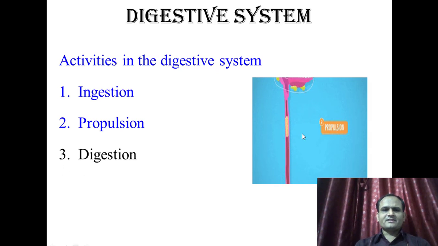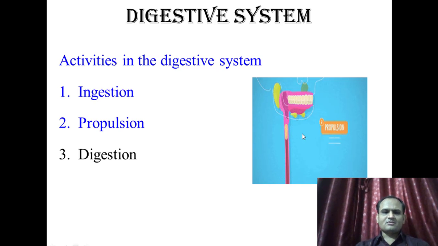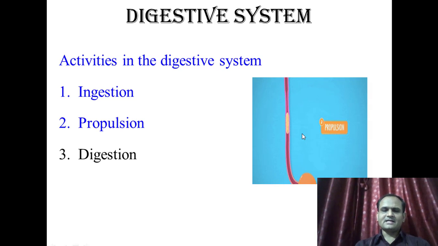The third activity in which the digestive system is involved is digestion. And definitely it is the principal work that the digestive system has to carry out. Digestion means breaking down the large complex forms of food substances into fine substances or fine particles. A large complex form of food particles getting converted into fine particles is nothing but digestion.